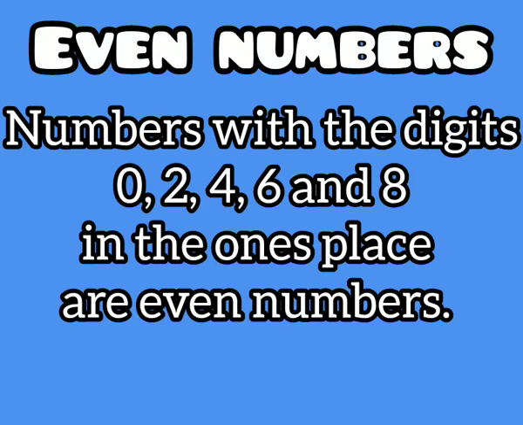Even numbers are numbers with the digits 0, 2, 4, 6 and 8 in the ones place. Hope you all know the ones place. In the ones place, if these digits exist, then it is called an even number.